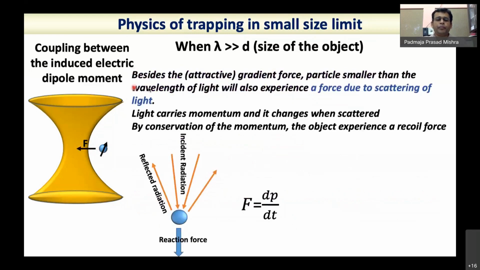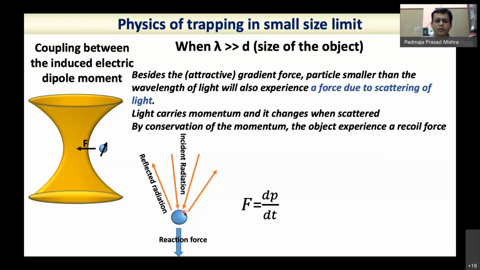So this gradient force is definitely an attractive force because it will attract the object toward the center, for a particle which is smaller than the wavelength of the light. But because light is coming and interacting with the object, there is a chance that it will get reflected back also. And because light, as I explained in the initial slide, has momentum, if it is reflecting back, there will be a change in momentum, and that change in momentum will be transferred to this object.